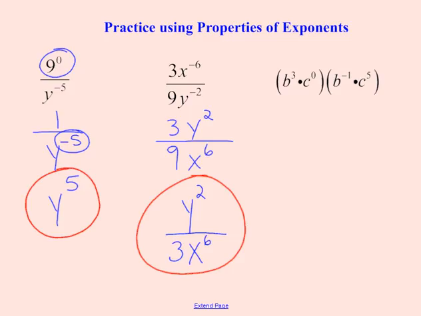All right, third example. b to the 3rd times c to the 0 power times b to the negative 1 times c to the 5th. All right, so which property jumps out at you first? Well, I know for me, it's the 0 exponent rule right there. c to the 0 power will equal 1. So now I have b to the 3rd times 1, which is just b to the 3rd, times b to the negative 1 times c to the 5th.